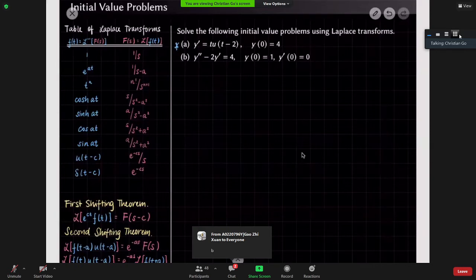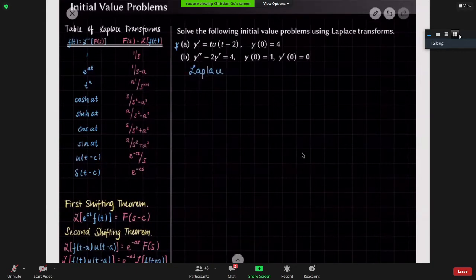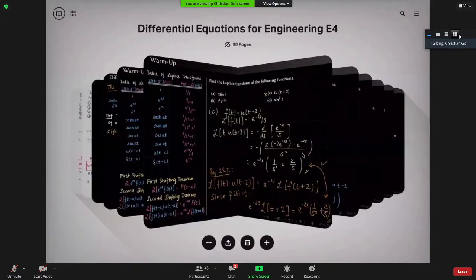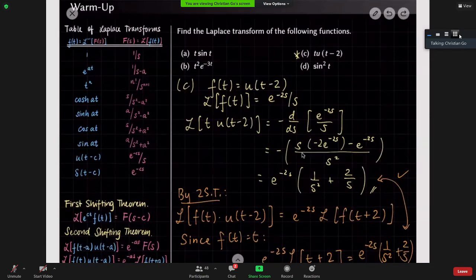All right, so what does the differential equation convert to? Remember, we take the Laplace transform of both sides. On the left, I take the Laplace transform of y prime. On the right, I take the Laplace transform of t times u(t minus 2). Somebody also wants to do B, okay, we do both then. The Laplace transform of y prime is just sL(y) minus y(0). The Laplace transform of t u(t minus 2), we did two pages ago: e to the minus 2s times 1 over s squared plus 2 over s.